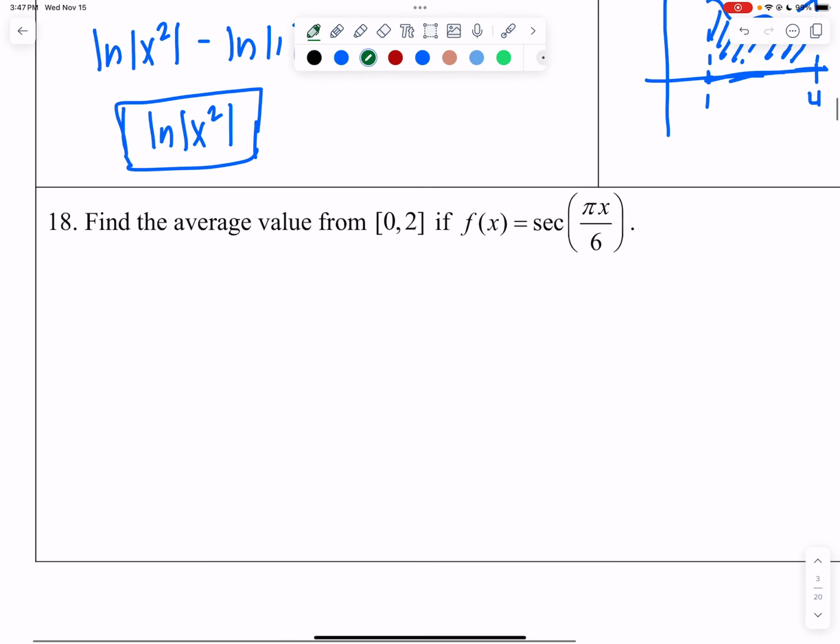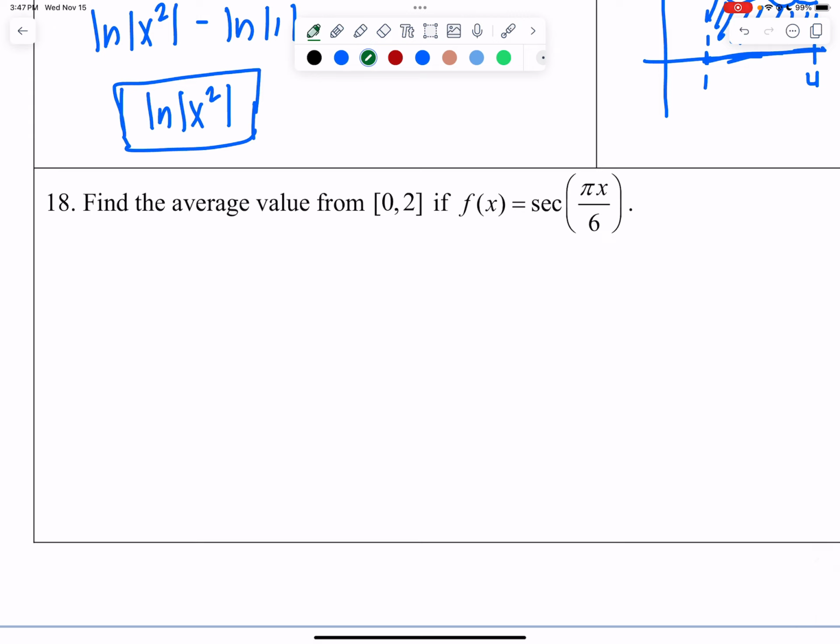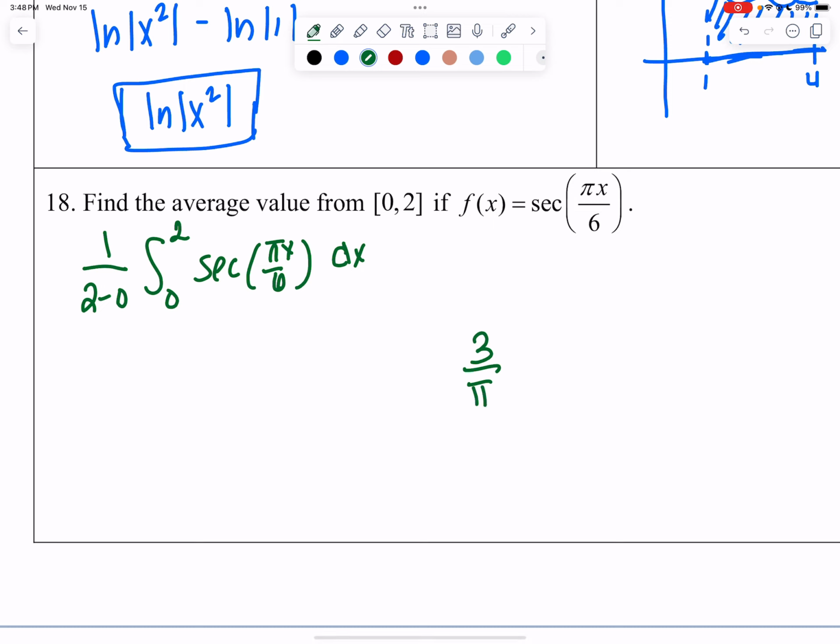I'll let you guys do 18. To find the average value, remember that's just going to be 1 over b minus a, then the integral of 0 to 2 of secant of pi x over 6, and then the dx. So your final answer should look like this.